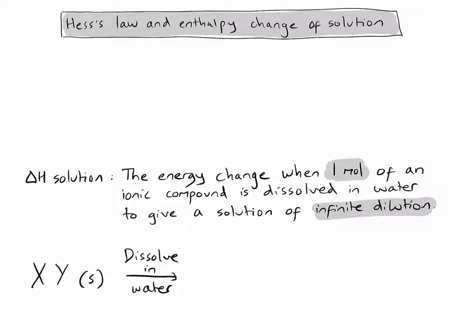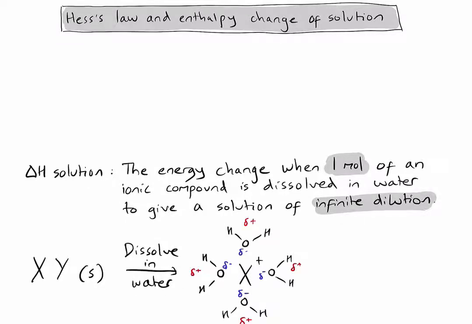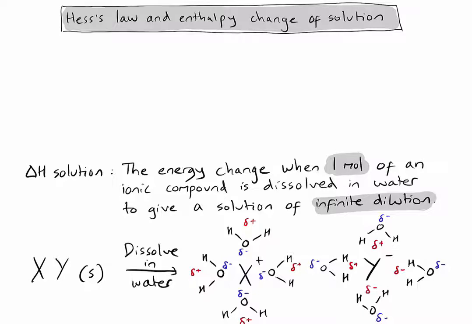So the positive X ions will end up being surrounded by the partially negative side of water molecules, and the negative Y ions will be surrounded by the partially positive side of water molecules. So once dissolved in water, the ionic bonds between the positive X and negative Y ions have effectively been replaced by attractions from the water molecules. Now at the moment, because my ions are still close to each other in the water, we'd expect to see some attraction between those ions.